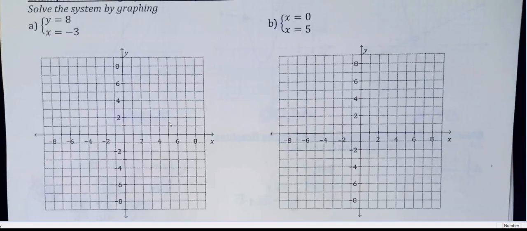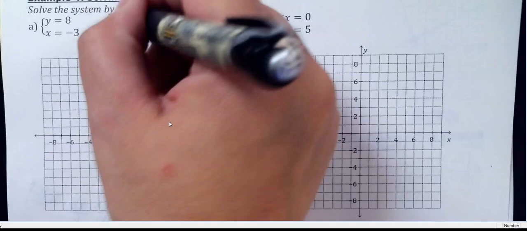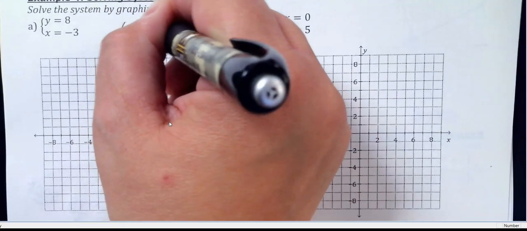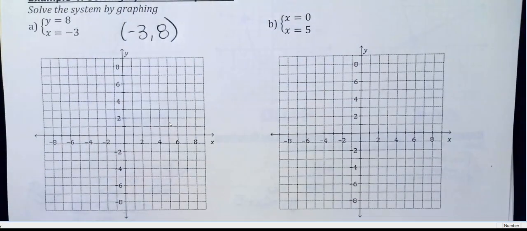Does anybody know what the solution for that system would be? There is a solution. Does anybody know what it would be without graphing it? Yes. How do you know? Because the x is -3 and the y is 8. Yeah, they literally tell you x is -3 and y is 8. So to fit that requirement, they're giving you one of each.